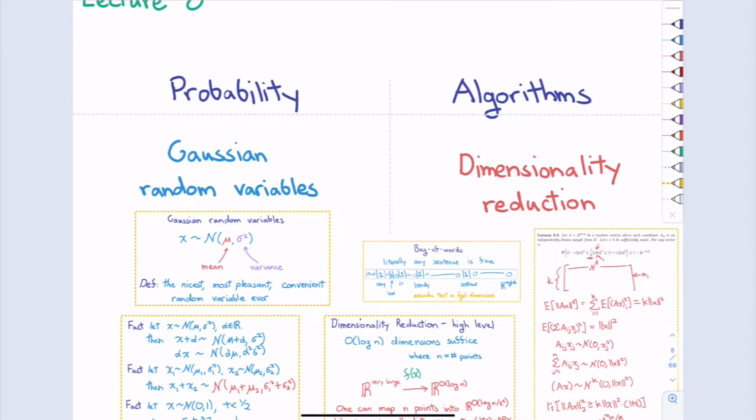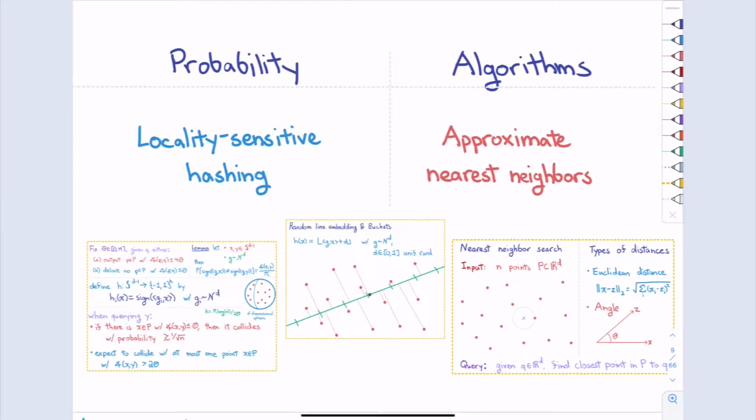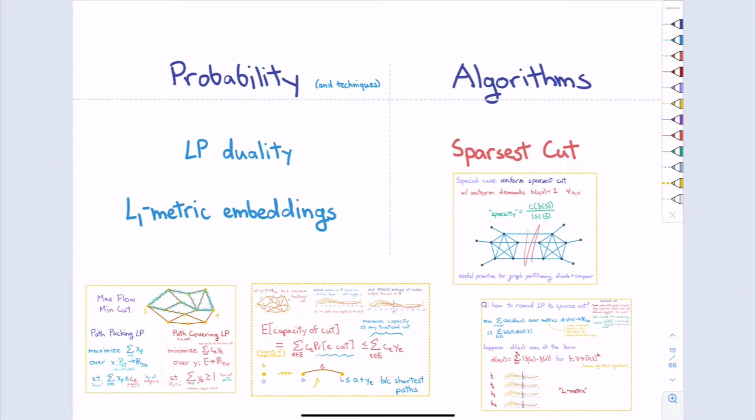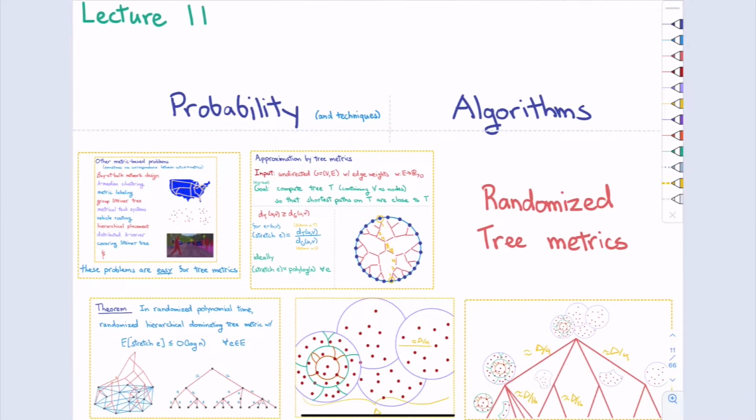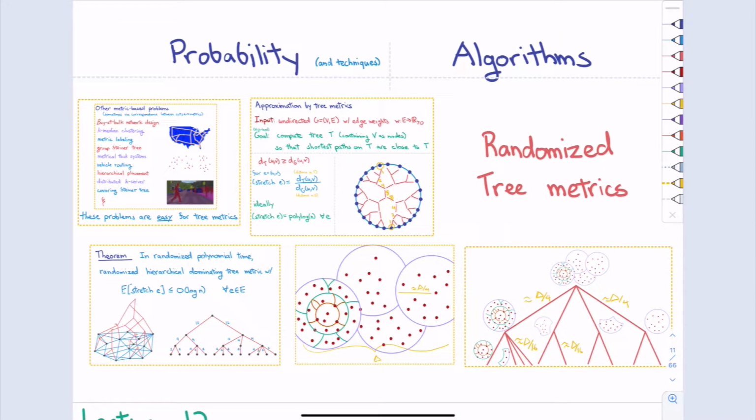We've been doing some metric embedding type stuff recently. We did sparsest cut two lectures ago. We did tree metrics last class. That one's always fun.